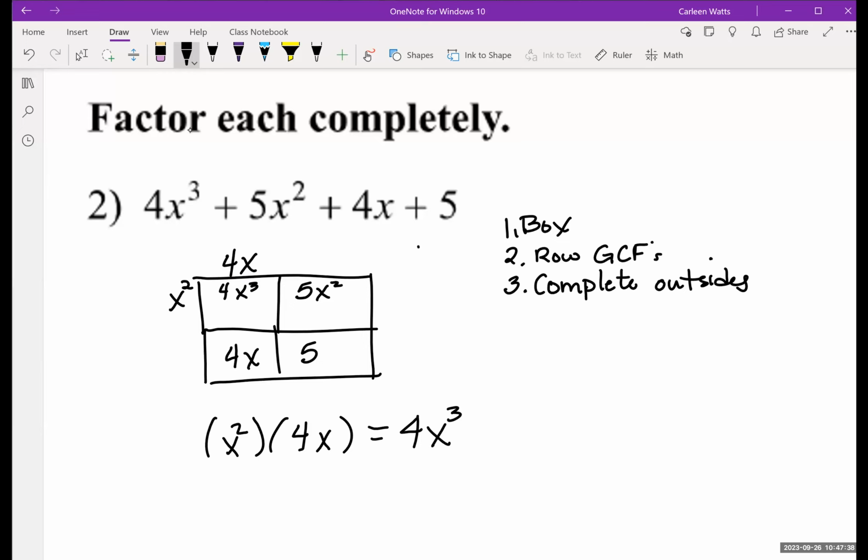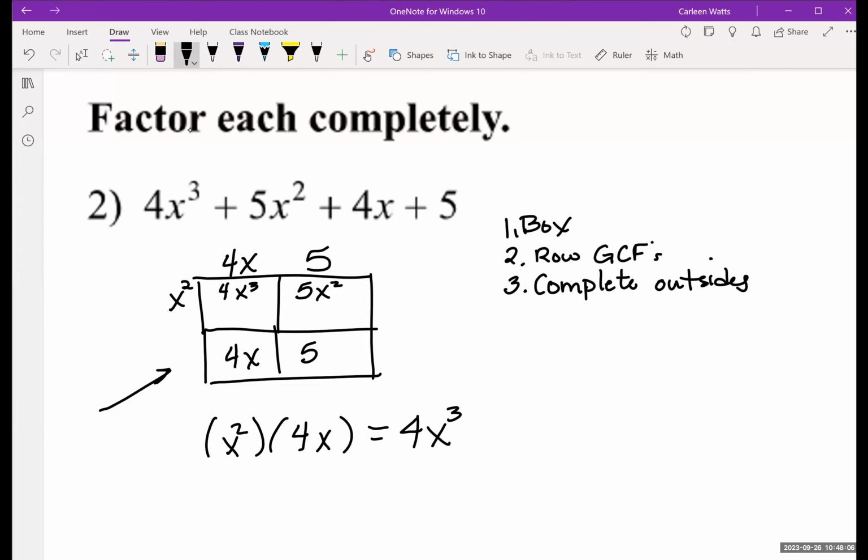Okay, how about this one right here? X squared times what is 5x squared? What's missing? Yeah, Zoomers, can you tell me what's missing? Right there on the top, outside, top right. All right, so can we see that a 5 is missing there?